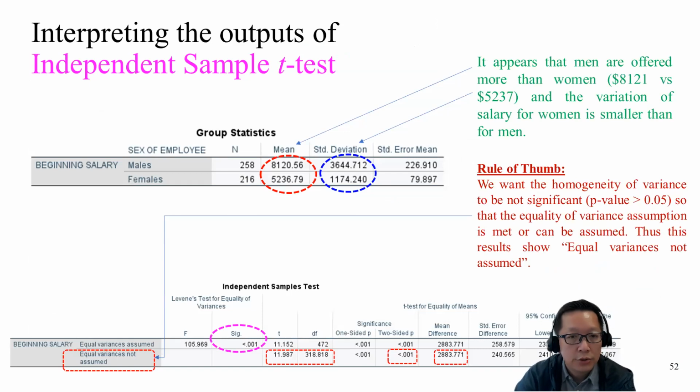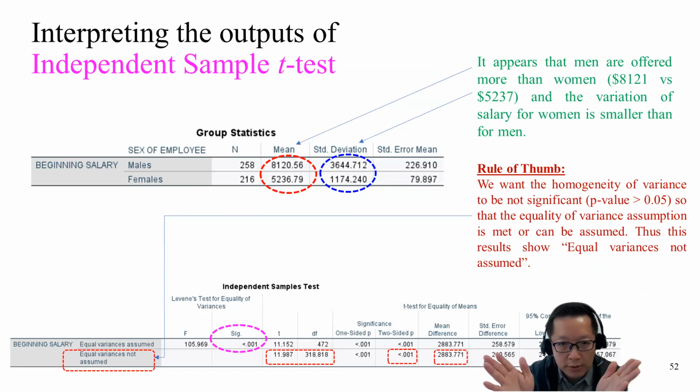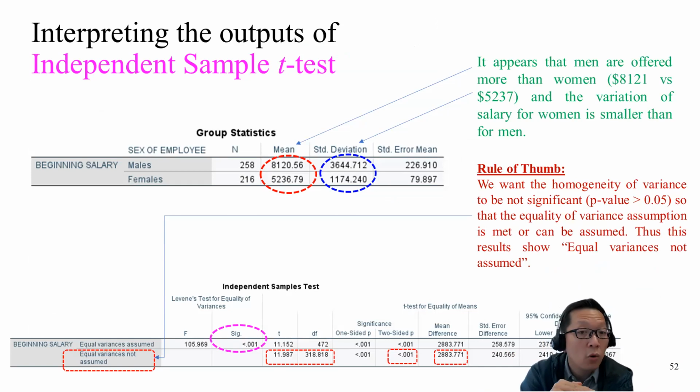The result shows that the mean beginning salary for male is 8,100 something, and the standard deviation is 3,600 something, and for the female it is 5,200 something, and the standard deviation is 1,000 something. You can see clearly that on average, just from the mean value, men earn or are offered a higher salary than women. However, look at the standard deviation.